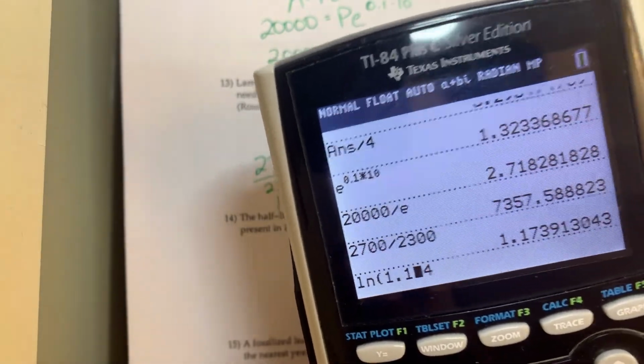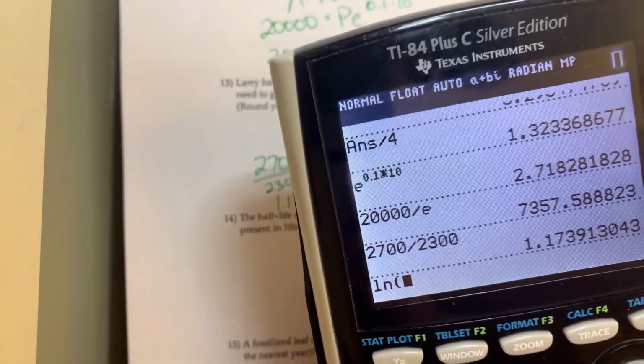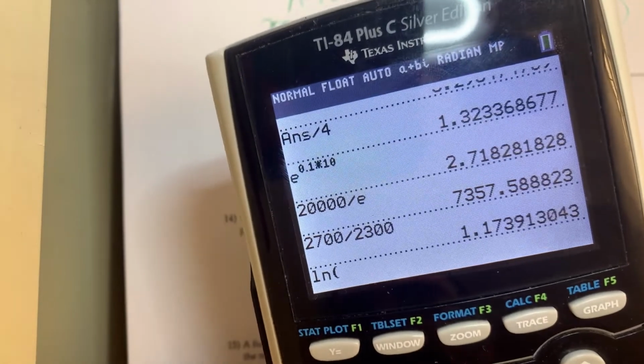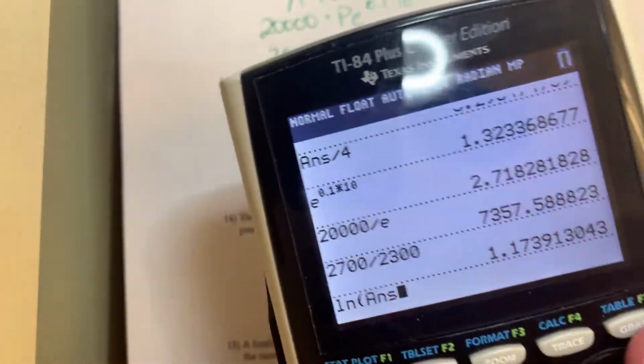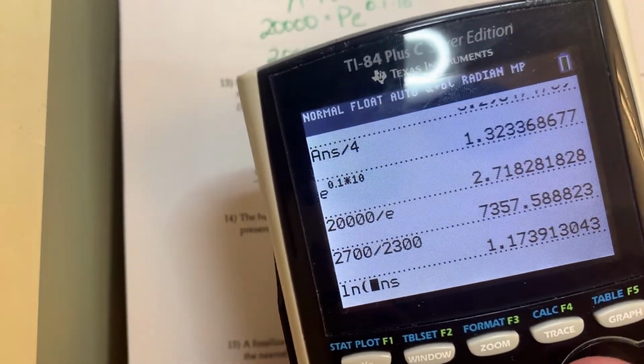Or again, if you want to be exact here too, we can take our second answer. Okay, that's another way. If you don't want to round and want a more exact answer, you can do that.